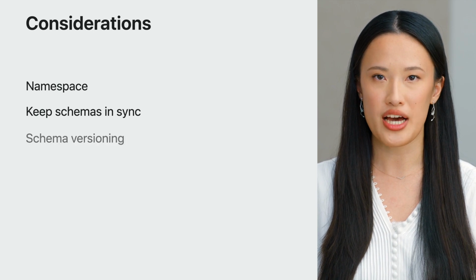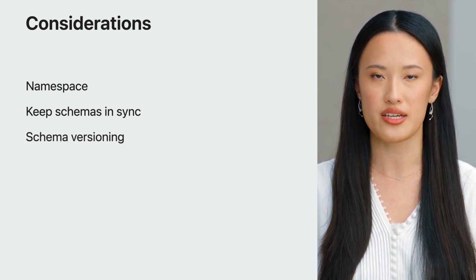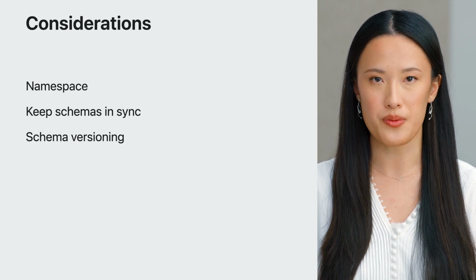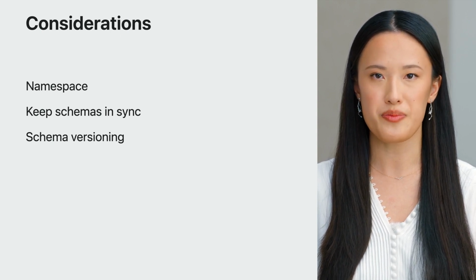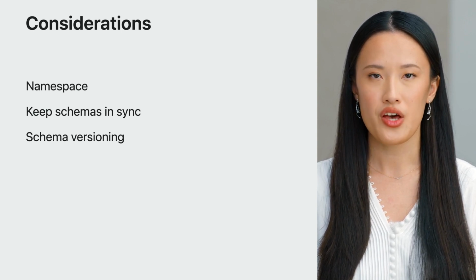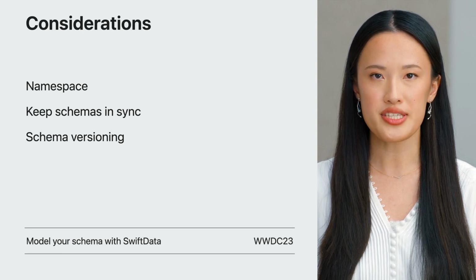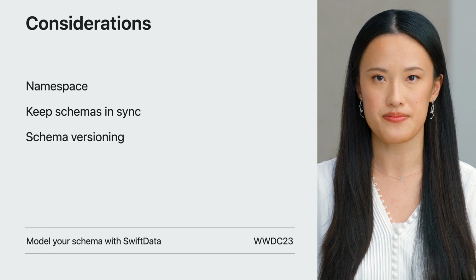Finally, you need to keep track of schema versions when incorporating coexistence. When working with multiple versions of the SwiftData model, you must make sure that the changes are represented correctly, such that SwiftData may evaluate the differences. There are a couple ways you could go about doing this. Check out the Model Your Schema with SwiftData talk to understand how to use versioned schemas.